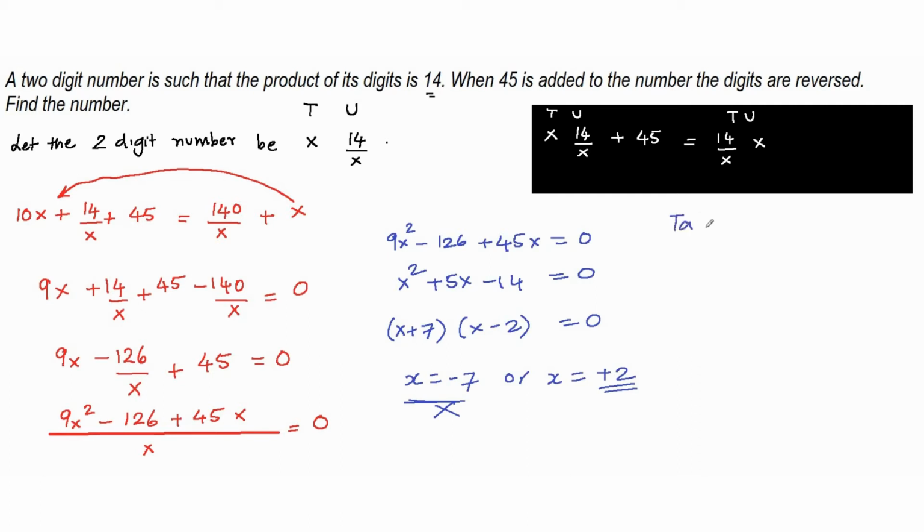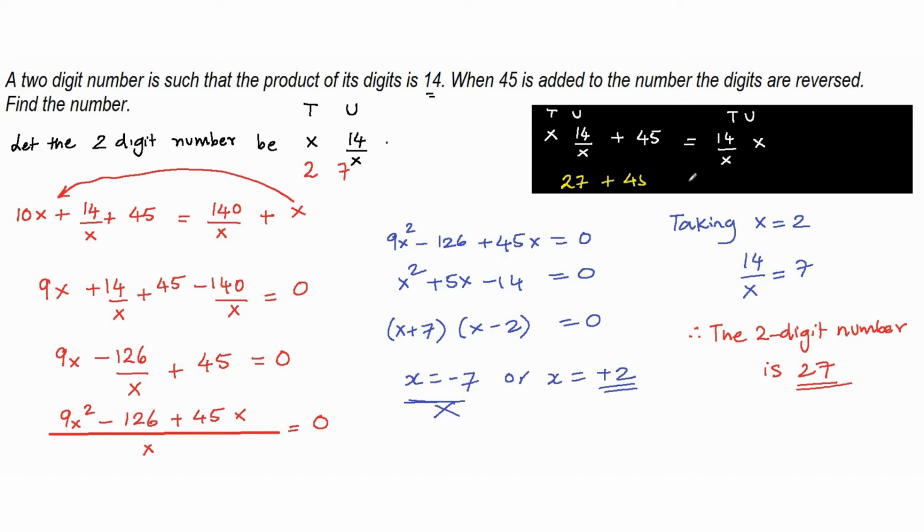So taking x equal to 2, I know that 14 upon x will be 14 upon 2, which is 7. So the digits here are x is 2 and 14 upon x is 7, which means that the number is 27. Therefore, the two-digit number is 27. A quick check: 27 plus 45 leads to 72, and the digits have been reversed. So our answer is right.